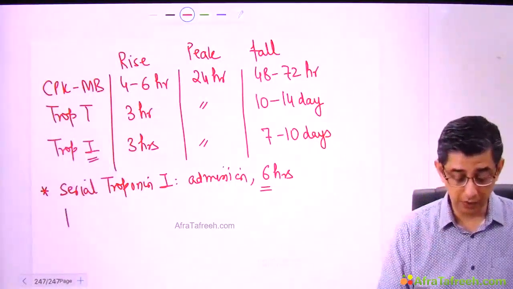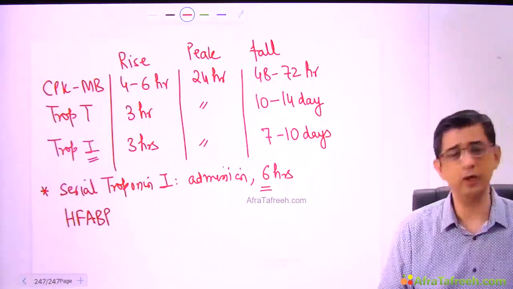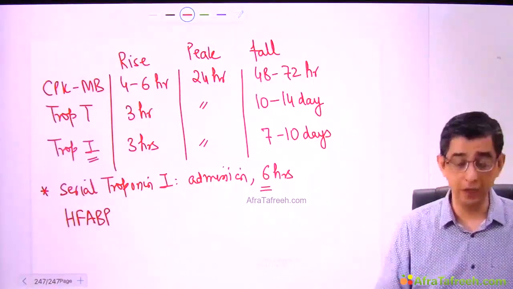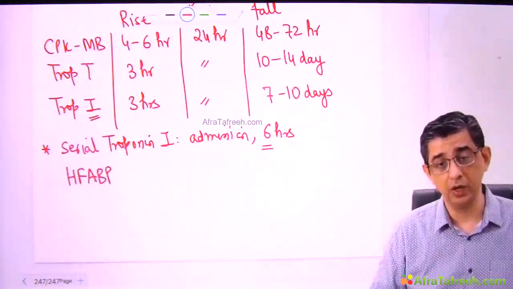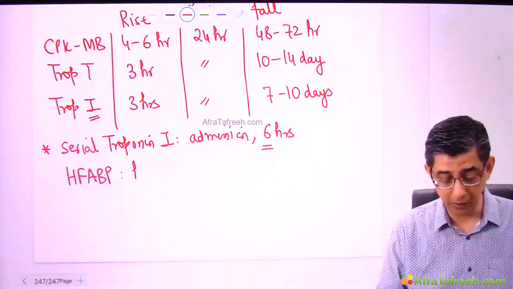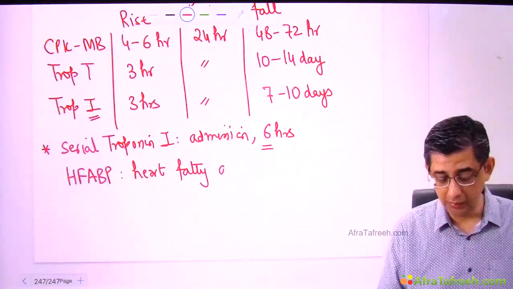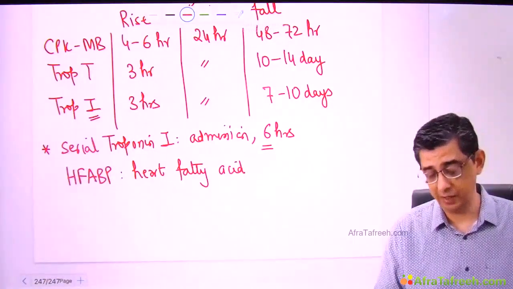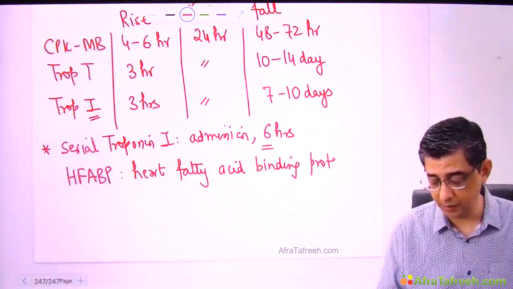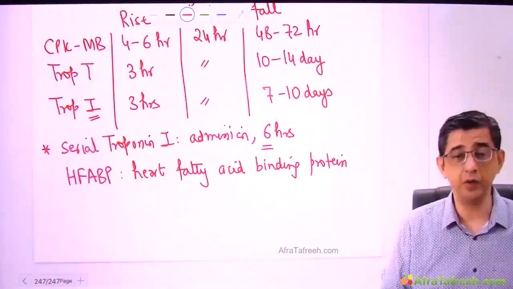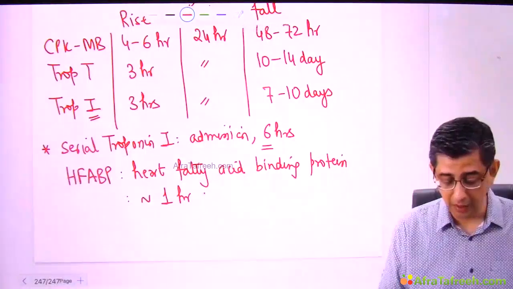If they ask you what is the first marker to rise in myocardial infarction, then in pathology they might talk about myoglobin. I agree to that, but myoglobin is not very specific because myoglobin is present in skeletal muscle also. So I wanted you to remember an important marker, that is HFABP, that is heart fatty acid binding protein. Please remember heart fatty acid binding protein. This is an important marker that can identify myocardial infarction as early as within 1 hour of onset of MI.